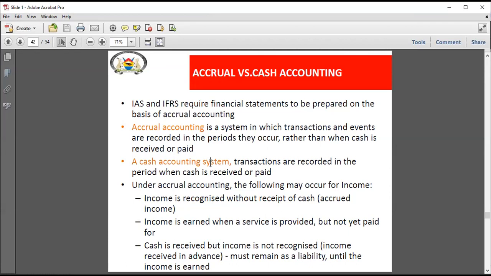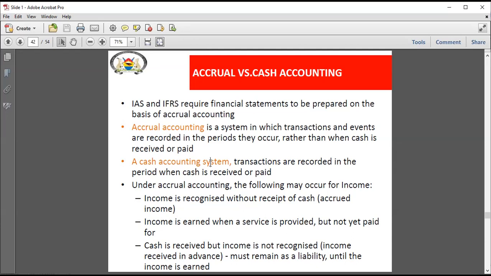Okay. So under the accrual accounting system, income is recognized when it is earned and not necessarily when we have received money. In this case, we call this accrued income. You get it? And of course, even with accrual accounting, in case a customer gives us money but we've not offered the service, then we have to recognize a liability as income received in advance.